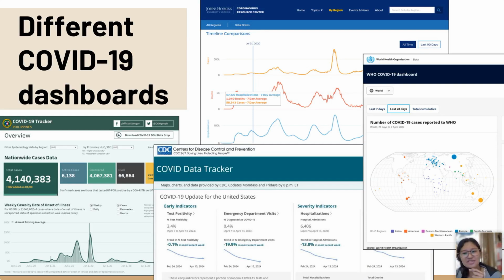So finally, we have different dashboards during the COVID-19 pandemic. Publicly available dashboards of Johns Hopkins University, WHO, CDC, and the Philippines are just some of the many dashboards that were built during the COVID-19 pandemic, which also aim to inform the public with the latest statistics.